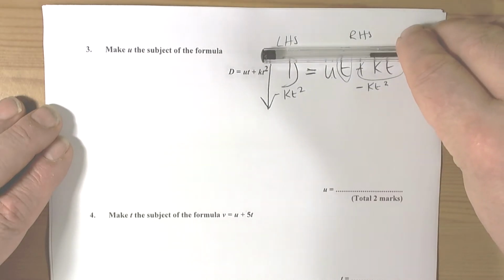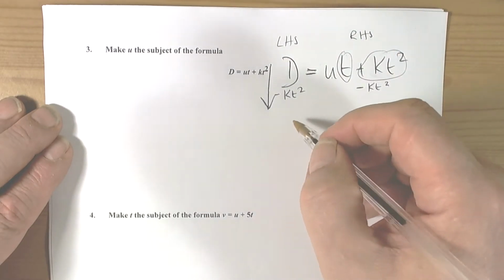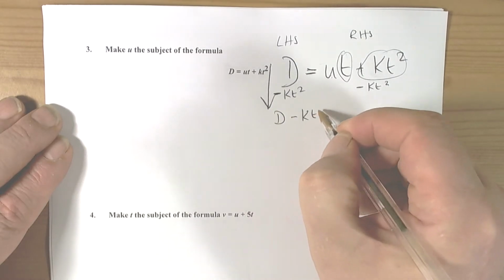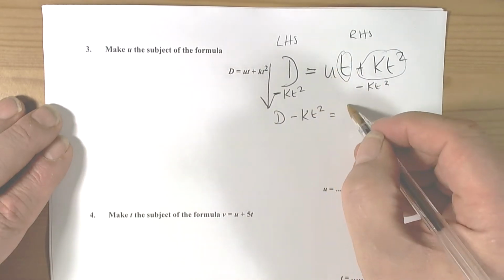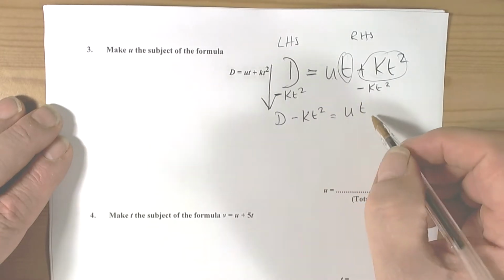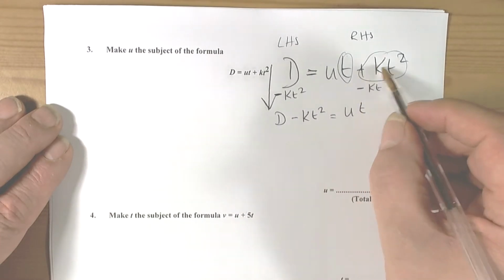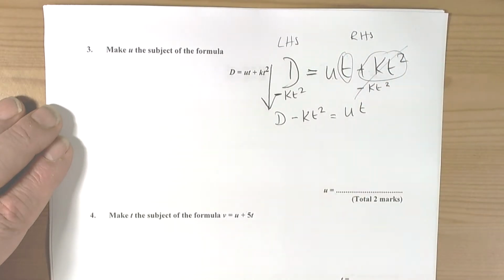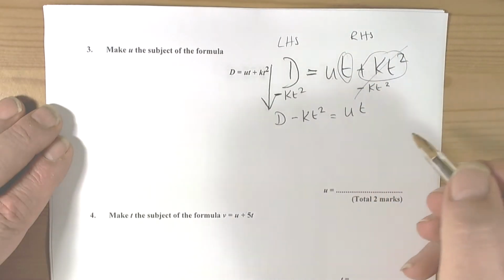So we always start with the top bits and then come down and write down what we see. So here we've got d take away kt squared. We still haven't done anything with the u and the t, so we leave that as ut. But this is positive kt squared, take away kt squared, which means that's gone. So it's moved away and becomes 0.